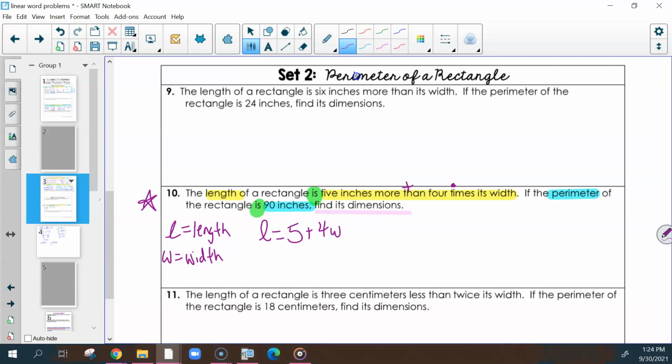Now, for perimeter, you kind of need to know how to find the perimeter of a rectangle. Remember, you're adding up all the sides. In a rectangle, there are 2 lengths and 2 widths. So you can write your perimeter as length plus length plus width plus width, or you can write it as 2 times the length plus 2 times the width. Since that is your equation for a perimeter, we know that this perimeter is going to be 90.